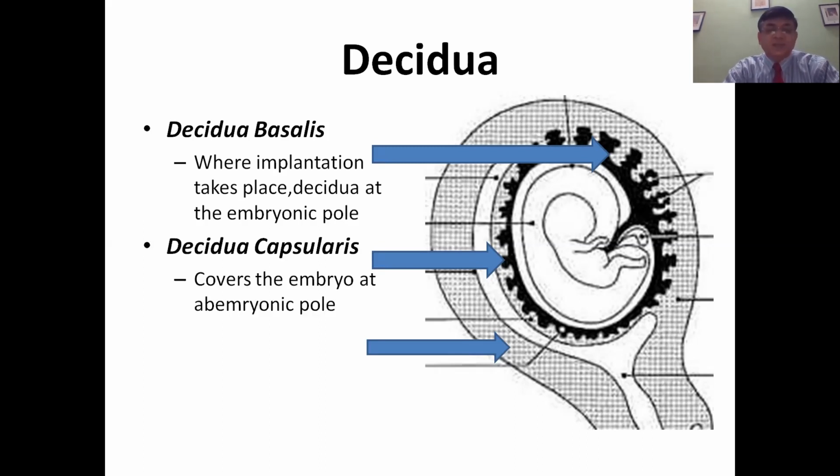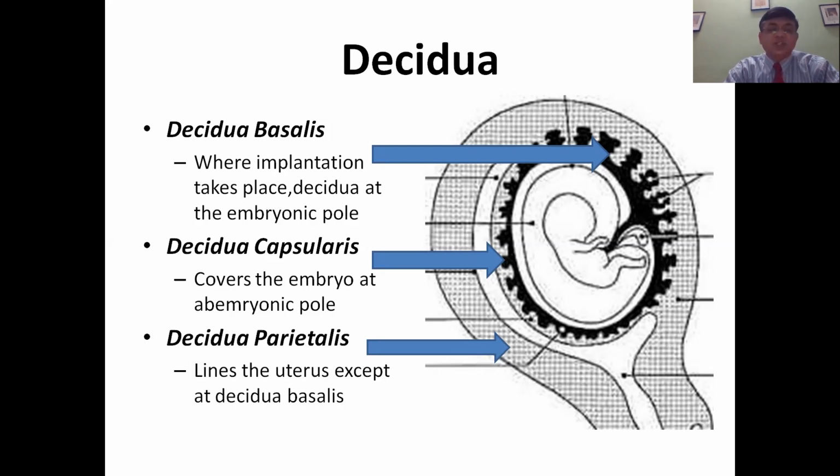Decidua capsularis. As you can see, the arrow points towards the decidua capsularis. This is the decidua that covers the embryo at an embryonic pole. And the last one is the decidua parietalis. Here you can see that it lines the uterus except at the decidua basalis. I mean, the rest of the uterus is lined by decidua parietalis.